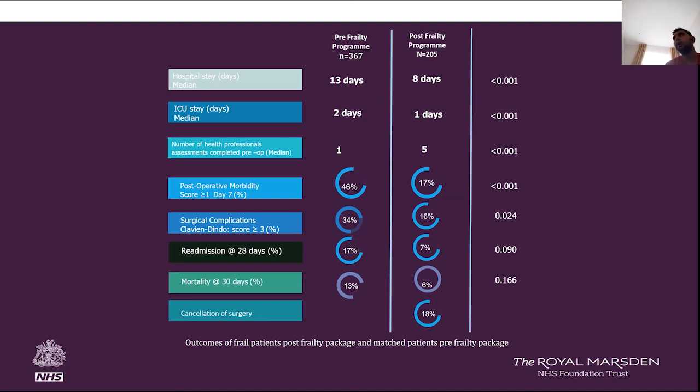So after the frailty program was implemented, you can see there that length of stay was halved. Morbidity and complication scores were also almost a half or a third after their intervention. And equally, readmission rates and mortality rates went down by a half as well, with fewer patients being cancelled for their surgery. And this was all done without the need of a geriatrician.